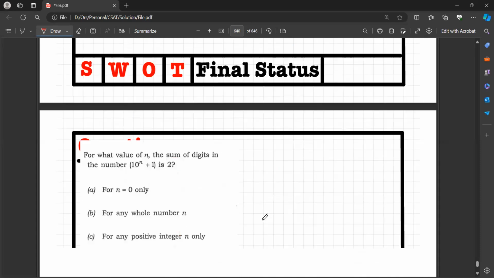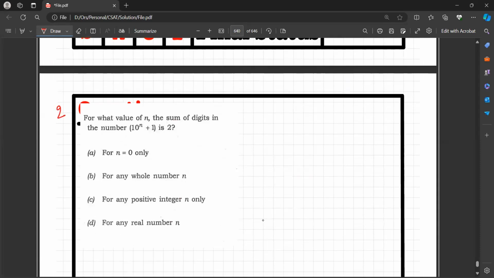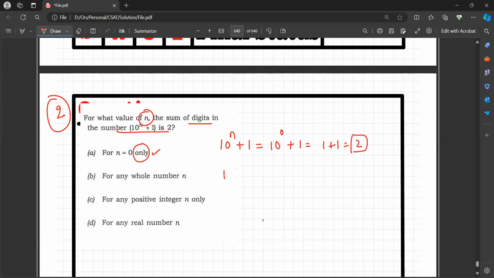Let us go to the next problem, that is question number 2. For what value of n the sum of digits in the number 10 to the power n plus 1 is 2? For n equals to 0 only, 10 to the power 0 plus 1, that is 1 plus 1, that is equals to 2. The option of 'only' has to be checked. 10 to the power 1 plus 1, how much is it? 10 plus 1, that is 11, which is equals to 1 plus 1, that is also 2.